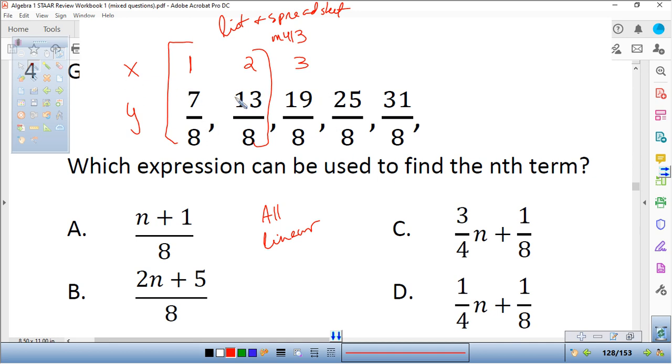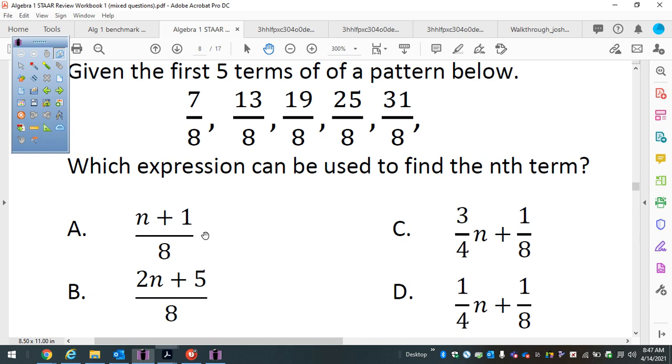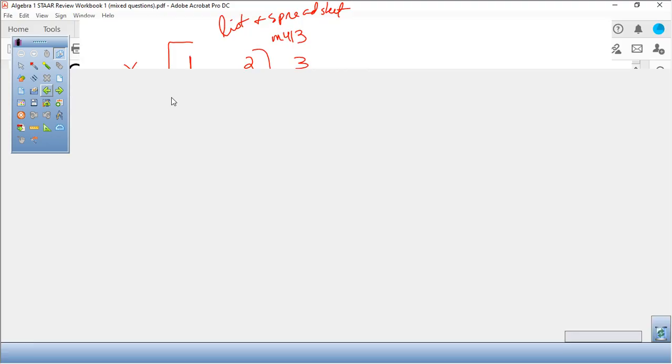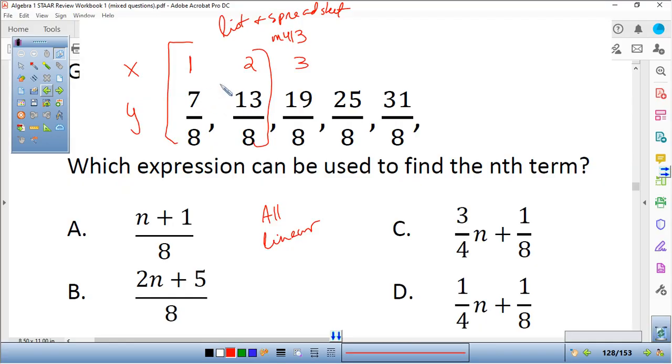Okay, 7/8, 13/8. Well, if you think about that, how did it go from here to here? It increased how much? 6/8, which is what, 3/4? Is it that one? What do you think? We'll just go find out, ready?